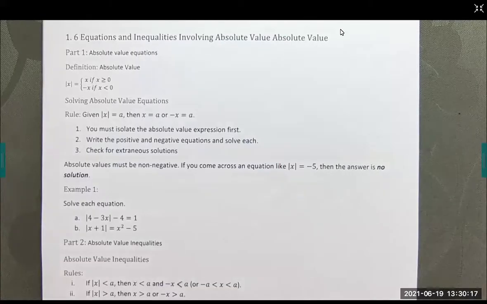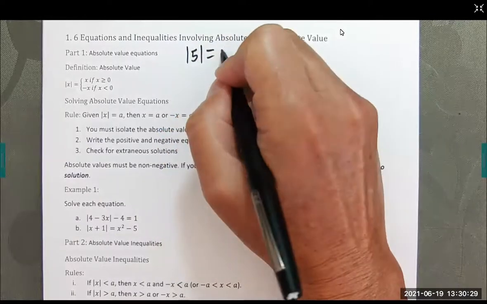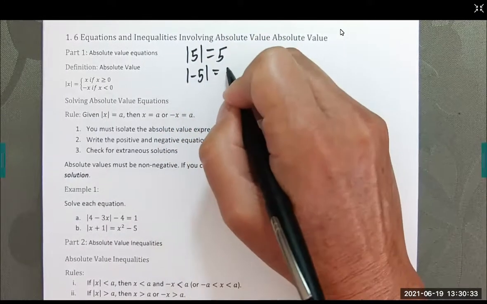Welcome back, everyone. We are in section 6 of chapter 1, and here we're dealing with the absolute value. Now, you probably remember the absolute value of whatever's in the absolute value, just make it positive. If it's negative, make it positive. If it's positive, keep it positive.